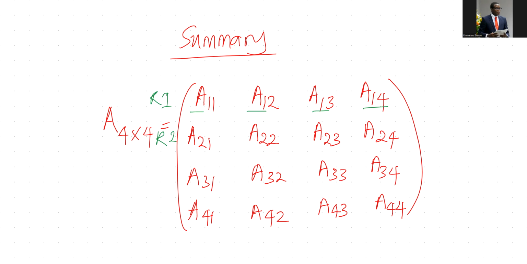Then you also have column 1, A11, A21, A31, A41. That's column 1. Column 2 is A12, A22, A32, A42. And then, of course, you have column 3 like that and column 4 like that. And because we have 4 rows and 4 columns, then you can say that this matrix is a 4 by 4 matrix.